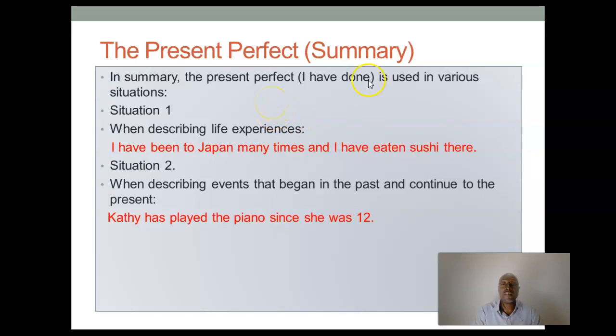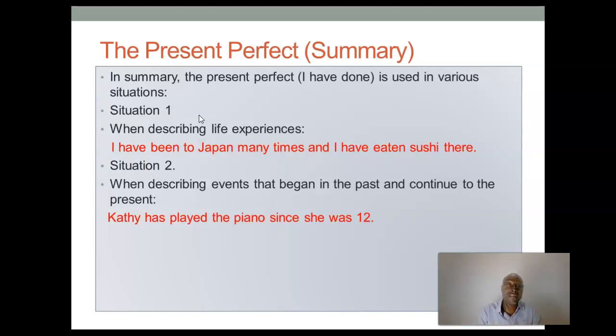The present perfect tense, I have done, is used in various situations. Situation number one, when describing life experiences. If you want to talk about things that you've done, people that you've met, places that you have visited, without, of course, mentioning a specific time in the past, go ahead, use the present perfect tense.